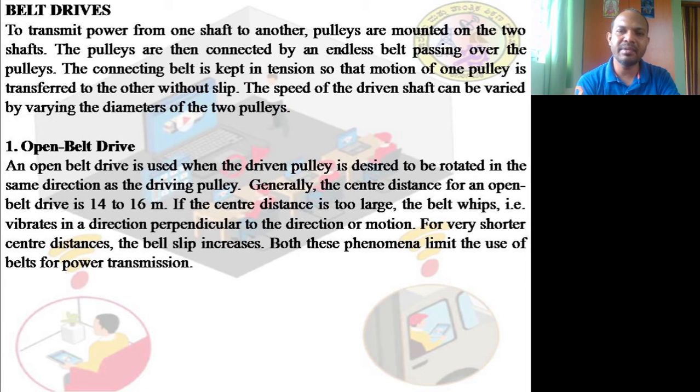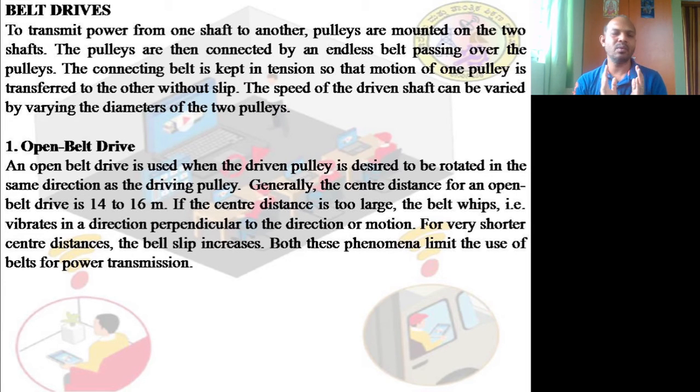The speed of the driven shaft can be varied by varying the diameters of the two pulleys. That is what I meant to say. Basically, we classify belts into open belts, cross belts, V belts, and timing belts. The timing belt is also called the grooved belt, where the grooving is done, or the gear belt. We also consider the gear belts.